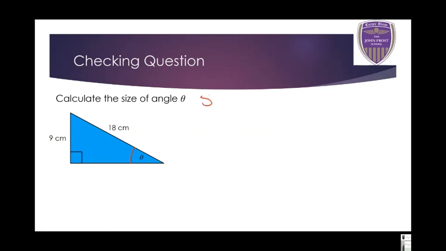So again, we're going to use SOHCAHTOA. But which function are we going to use? We need to label up this triangle now, okay? So we've got our angle here. Opposite the right angle is the hypotenuse, and the side opposite the angle we're trying to find is the opposite. So now we know we've got the O and the H. That means we're going to be using the sine function. So sine theta is equal to opposite over hypotenuse.